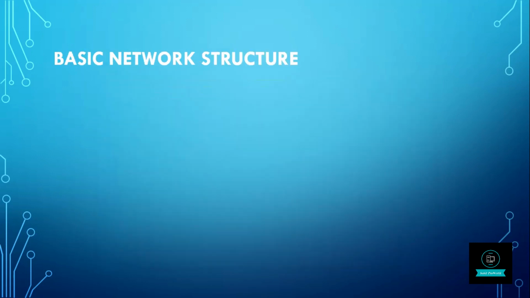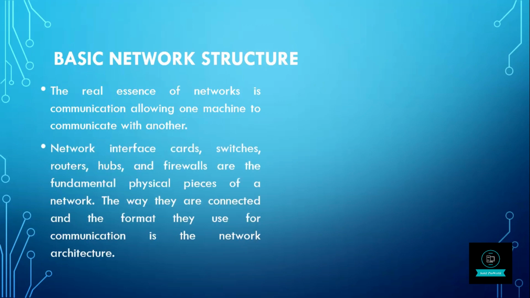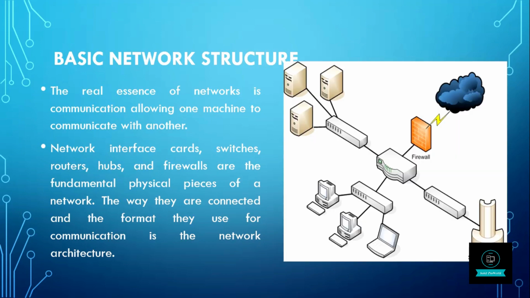Now, basic network structure. The real essence of network is communication, allowing one machine to communicate with another. Network interface card, switches, router, hubs and firewalls are the fundamental physical pieces of a network. The way they are connected and the format they use for communication is the network architecture, as you can see in the picture.